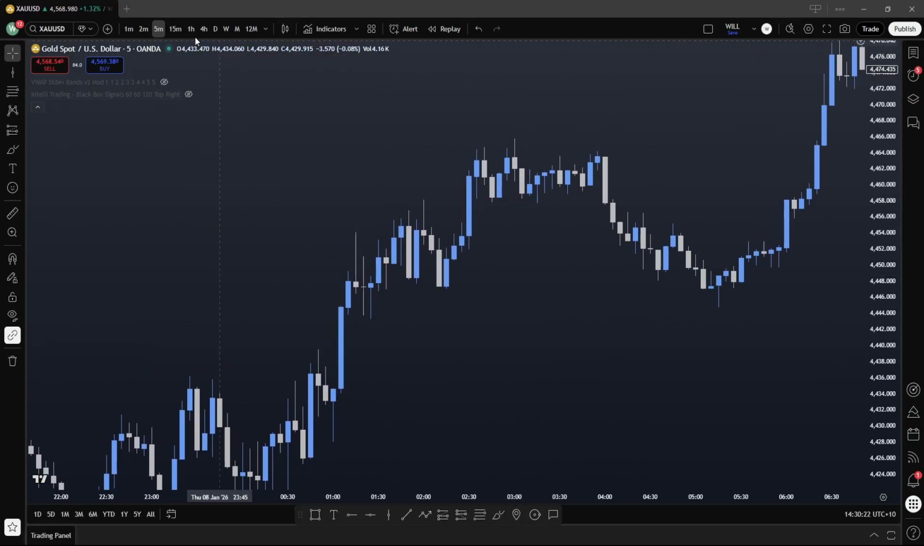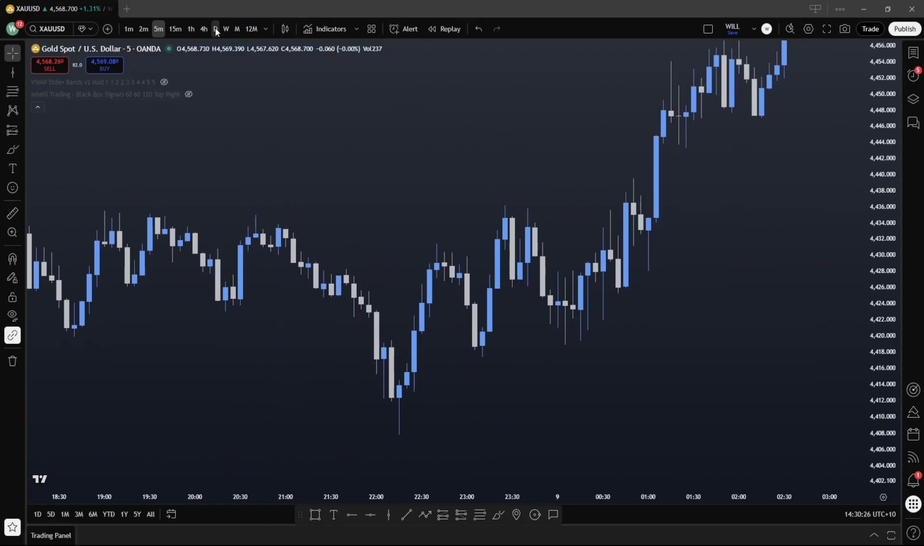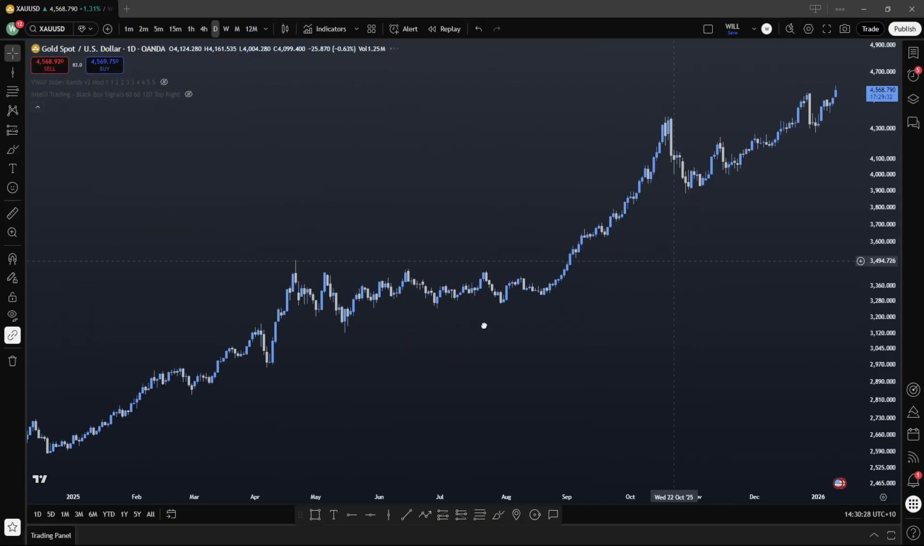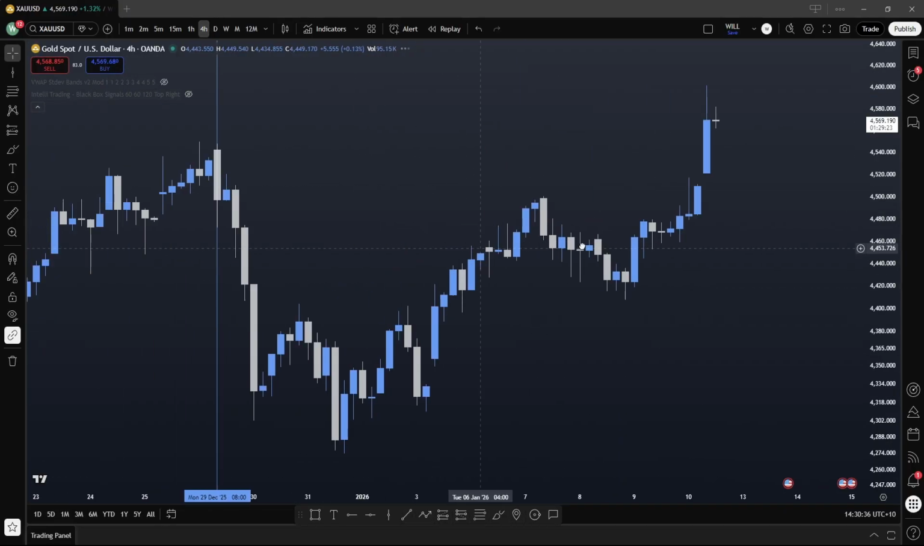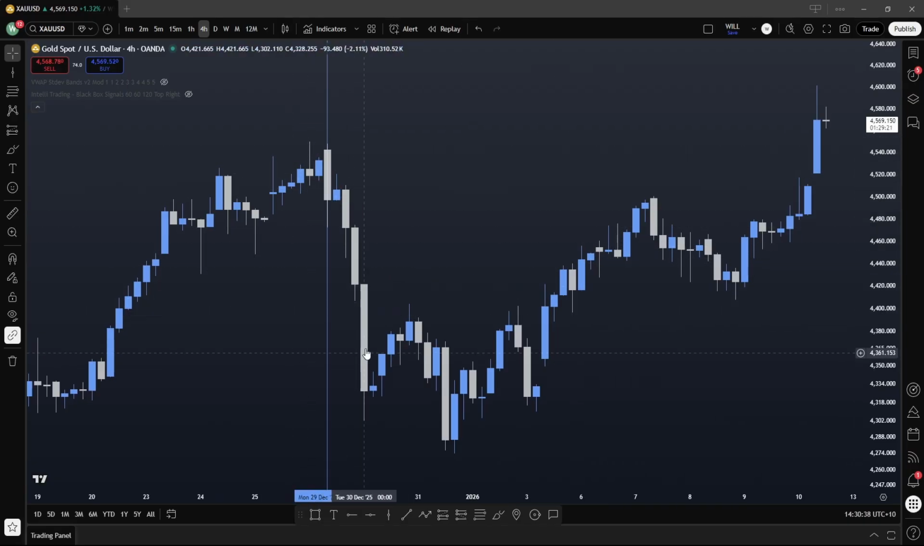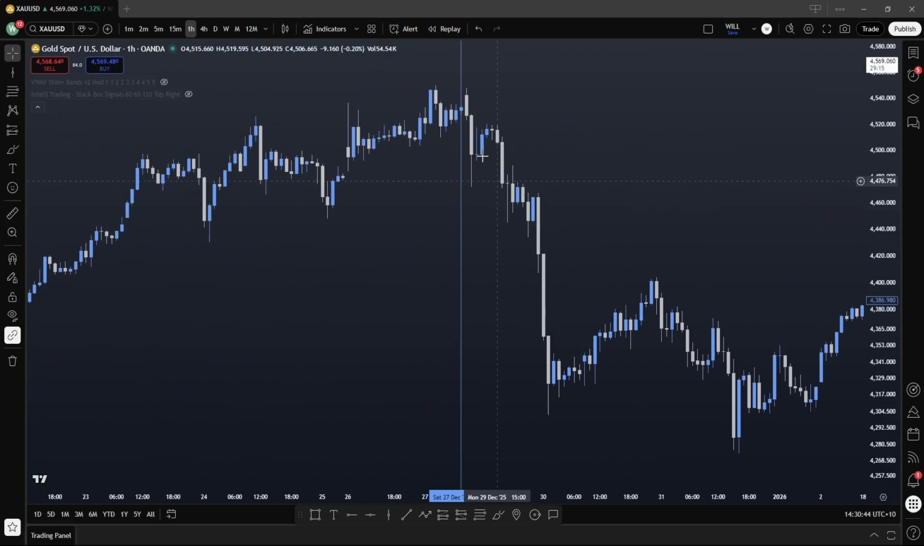Go to different time frames, change your time frames, have a look at different candles, what they mean. Go to the daily candle. We can see, okay, we have a large move to the downside here, a large momentum candle to the downside. Go to the 4 hour. What does that look like? This is what that daily candle looks like on the 4 hour. Go to the 1 hour. What does that look like?